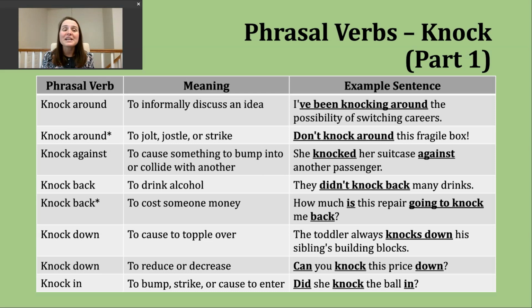Another phrasal verb you might hear is to knock against. This just means we're causing something to bump into or collide with something else. An example of this, she knocked her suitcase against another passenger. Okay, so maybe as she's boarding the plane, this particular action occurs. The suitcase bumps into another person. And I should mention this sentence, she knocked her suitcase against, is an example of the affirmative simple past tense. And I think I forgot to say, don't knock around is the imperative, it's a negative command.